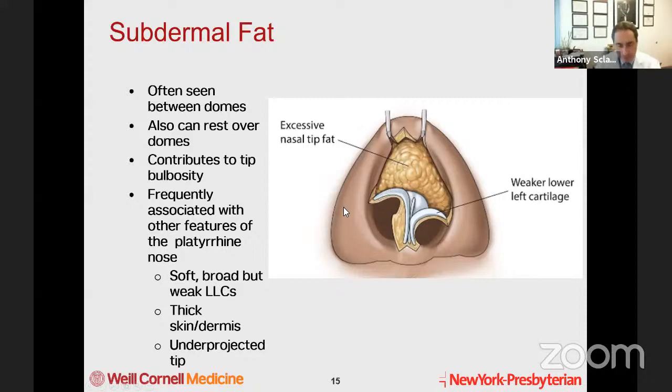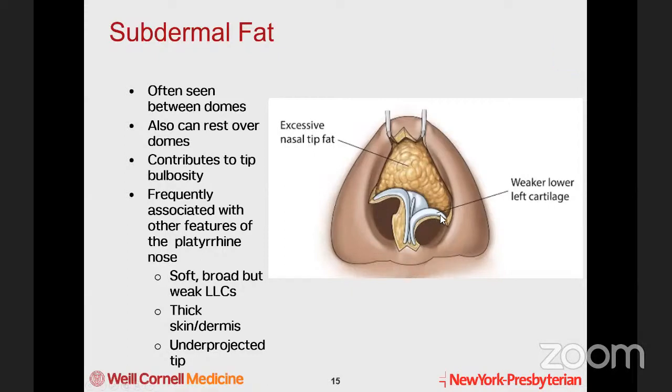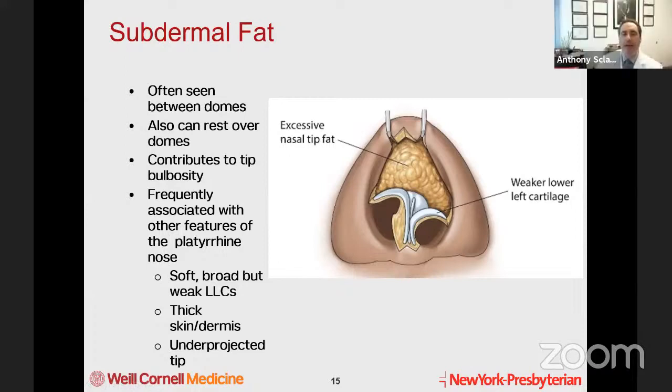It's typically seen with platyrrhine noses. Sub-Saharan Africans, East Asians, that are the classic examples, but you can see it in Caucasians as well. So it's just something to be aware of. And those same patients may also have the other associated features of a platyrrhine nose. Very, very wide. They may have wide lower lateral cartilages, but they're soft and they're weak and they're very floppy. And you really have to ask yourself, how much can I work with this weakened, thinned out cartilage? Okay, how much can I do with it?